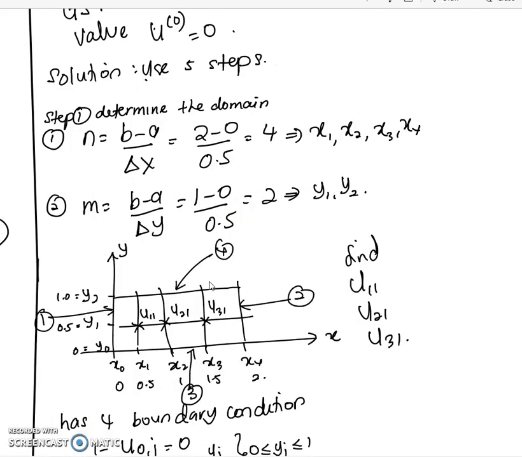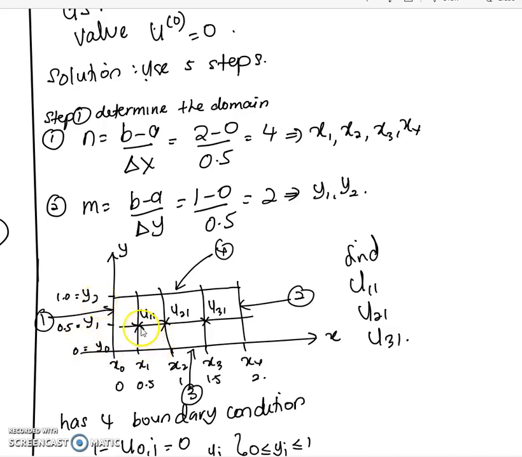The first step is to determine the domain of the solution. We have four boundary conditions here, and the interval size is 0.5, so the number of grids for the x-axis is 4. (b minus a) divided by delta x gives the grids for the x-axis, and (b minus a) divided by delta y gives two grids for the y-axis. Let's draw the graph. x goes x0, x1, x2, x3, x4, four grids with interval size 0.5. So x1 is 0.5, x2 is 1, x3 is 1.5, and x4 is equal to 2. For y, we have y0, y1, y2.